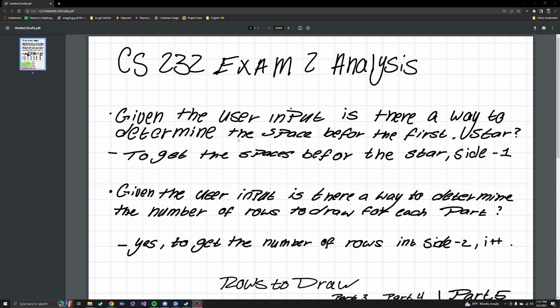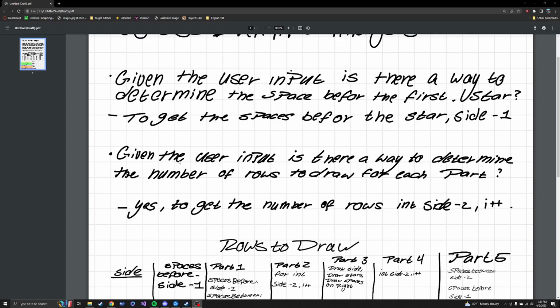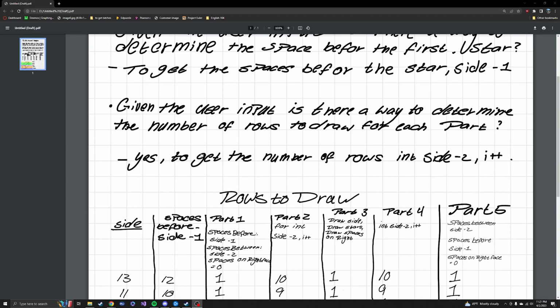This is going to be the analysis for this exam. Given the user input, is there a way to determine the number of spaces before the first star? Yes. I just realized I spelled "before" wrong twice. Whoops, my fault. To get the number of spaces before the star, you're going to take the side value, which is the user number, and subtract 1 from that. So that's the first stage.